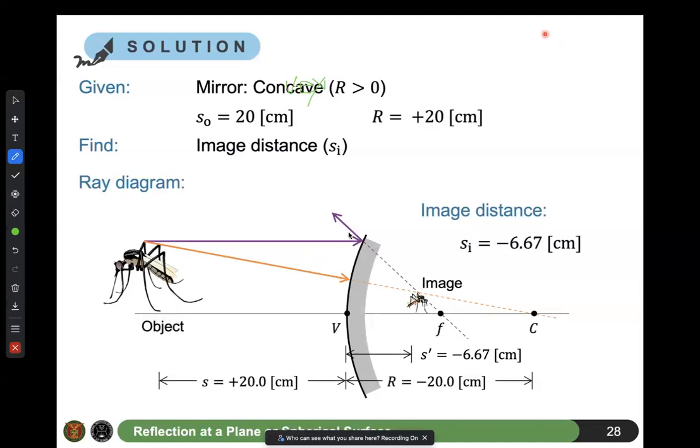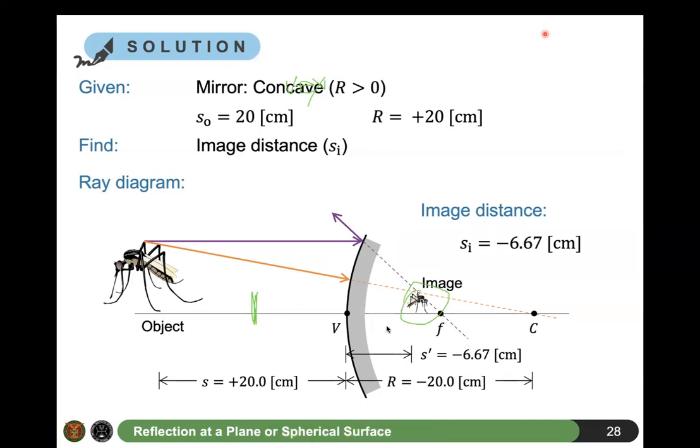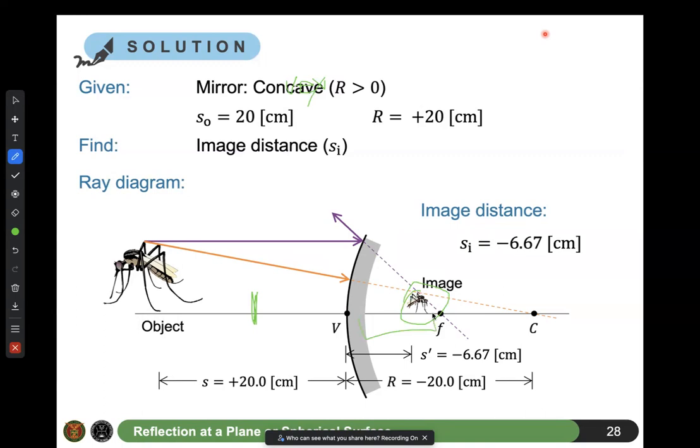Okay? And you will see here, kanina, with the concave mirror, dito na form yung image, which is real image. Ngayon, yung image na form behind the mirror. Okay? So, virtual na yung image. Okay. So, yung distance na to, ito yung 6.67. Negative lang yung sign kasi it's behind the mirror. Okay? Negative din yung sign ng R. Kasi yung center of curvature, behind the mirror din.